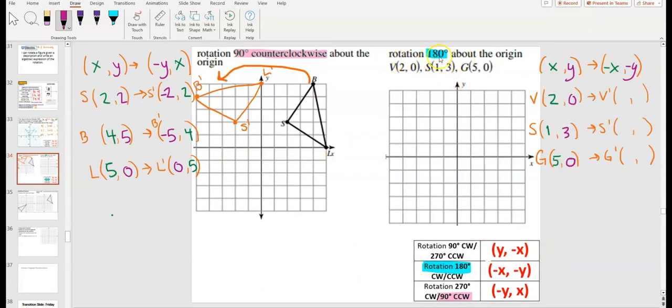Okay, this next example, we're rotating 180 degrees. For 180 degrees, it doesn't matter which direction. The formula we're using is the opposite sign of x and the opposite sign of y. So my x and y don't flip-flop, they just both change signs. Here's my V, S, and G, and I'm going to just change their signs. All right, so I changed the signs of all of my x and y values. Obviously, 0 doesn't change signs. And here's my original shape, and then you rotate it 180 degrees, and it flips upside down on the other side.